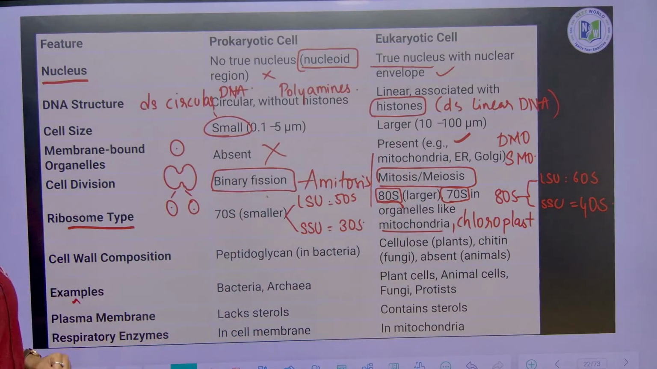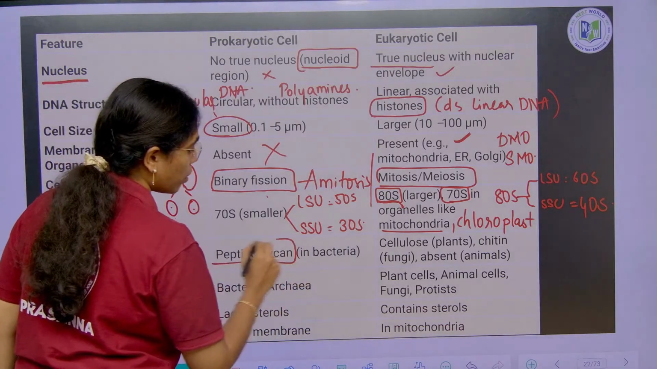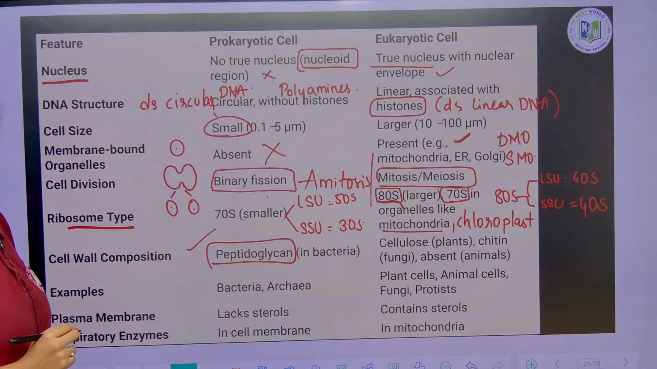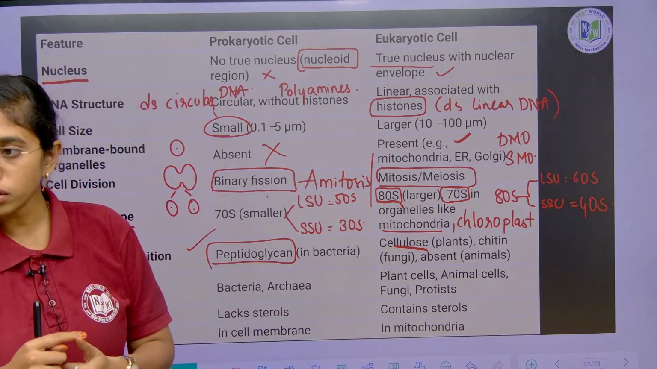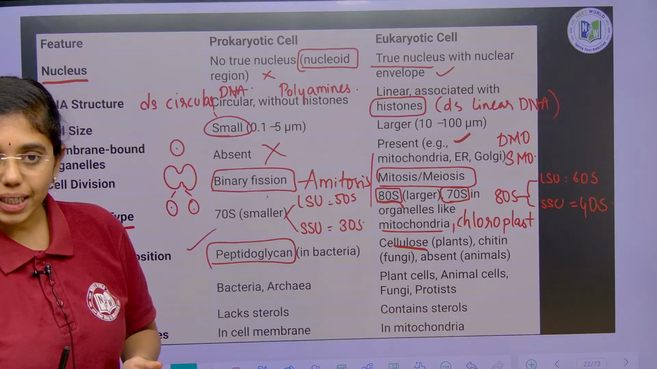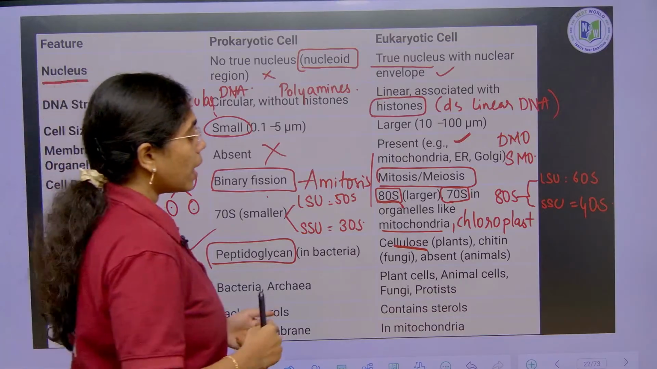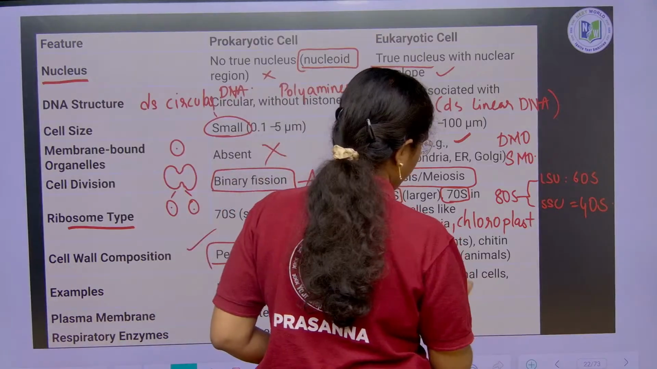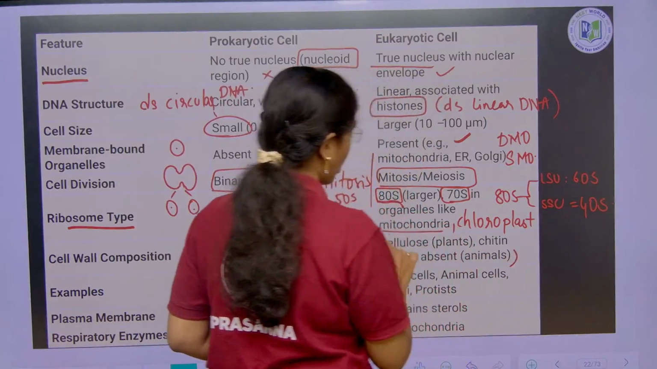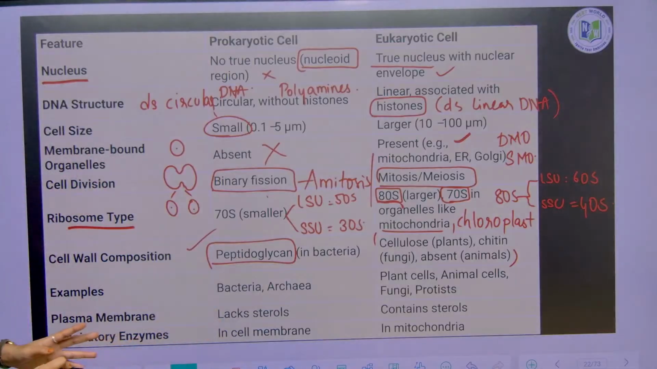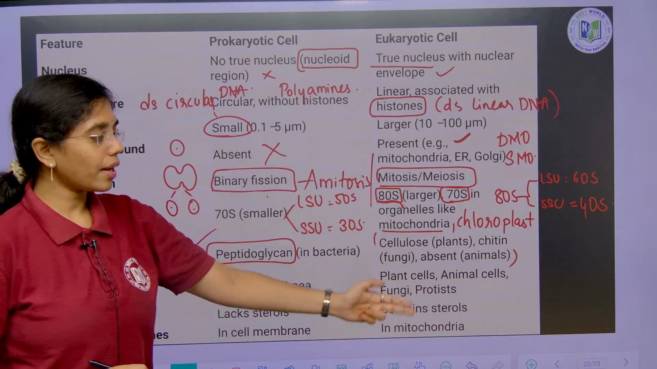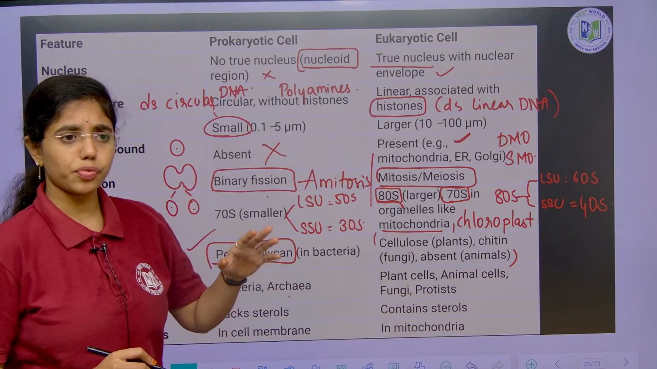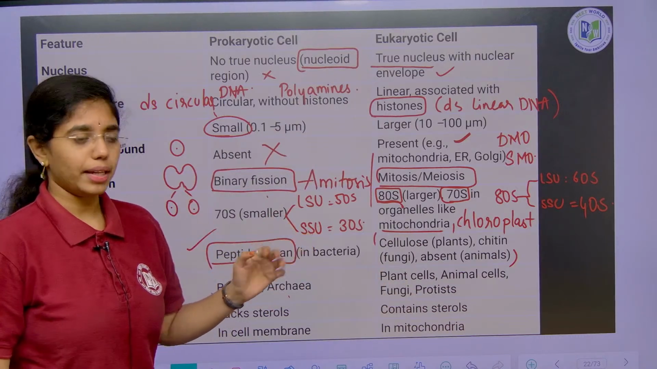Got it right? And then cell wall composition. Cell wall composition is peptidoglycan here in bacteria. In plants it is cellulose, hemicellulose, pectins and proteins. In fungi it is chitin, whereas in animals cell wall is absent. Examples include bacteria and archaebacteria. For eukaryotic cell you can take any members from Protista to Animalia.